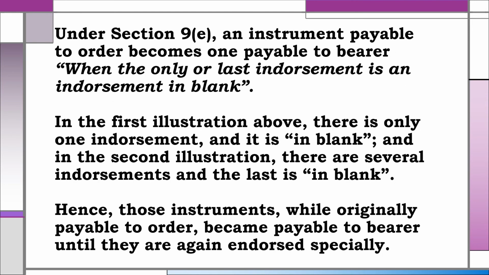Under Section 9, Paragraph E, an instrument payable to order becomes one payable to bearer when the only or last endorsement is an endorsement in blank. In the first illustration above, there is only one endorsement and it is in blank. And in the second illustration, there are several endorsements and the last is in blank. Henceforth, those instruments, while originally payable to order, became payable to bearer until they are again endorsed specially.